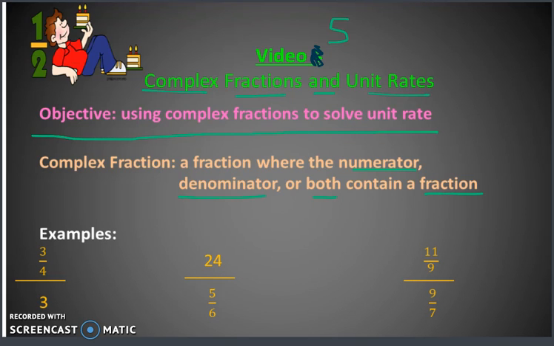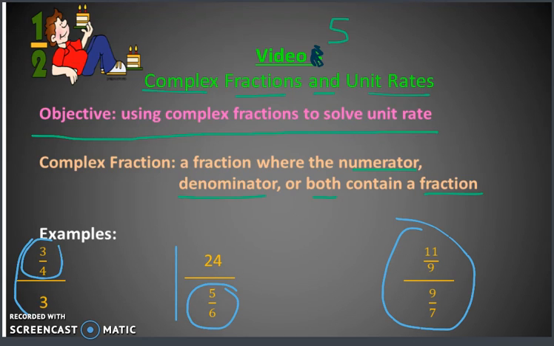So for example, this is a complex fraction because it has a fraction in the numerator. Here, this is a complex fraction because it has a fraction in the denominator. And this is a complex fraction because it has a fraction in the numerator and the denominator.